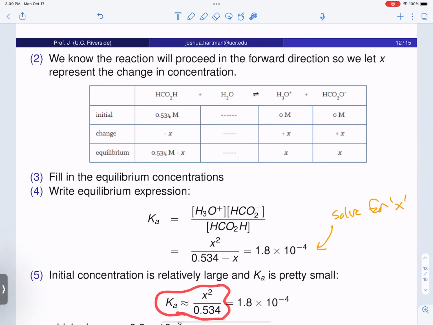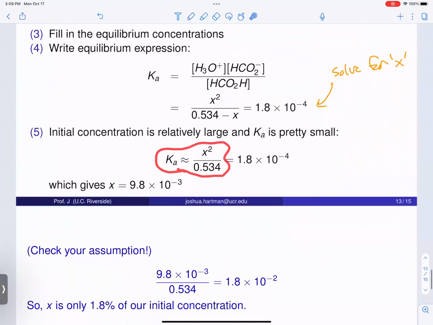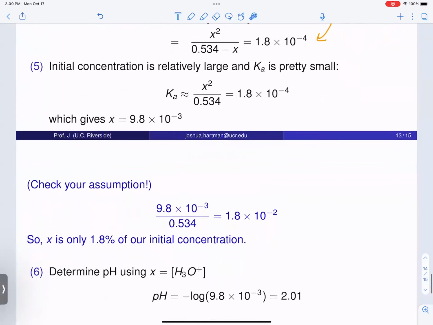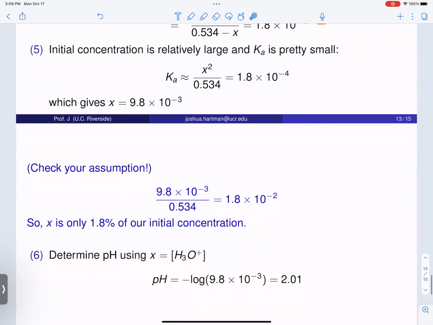So our Ka expression is approximated as follows. And if it's approximated as such, then we can easily solve for X, which gives us this value of 9.8 times 10 to the minus 3. Now, whenever you do that, you should always check the assumption, right? And what we're going to find, especially as we go on and apply these equilibrium concepts over and over again, is that oftentimes the equilibrium calculation is only a small part of a problem. So using these assumptions is going to be very, very helpful. But we want to double check to make sure the assumption is valid.